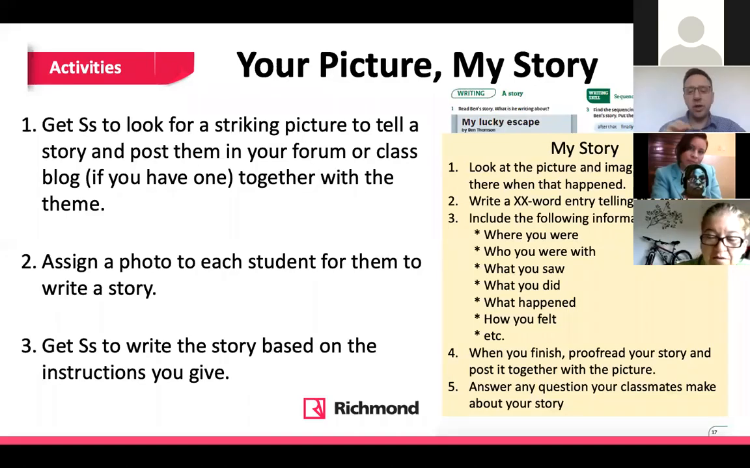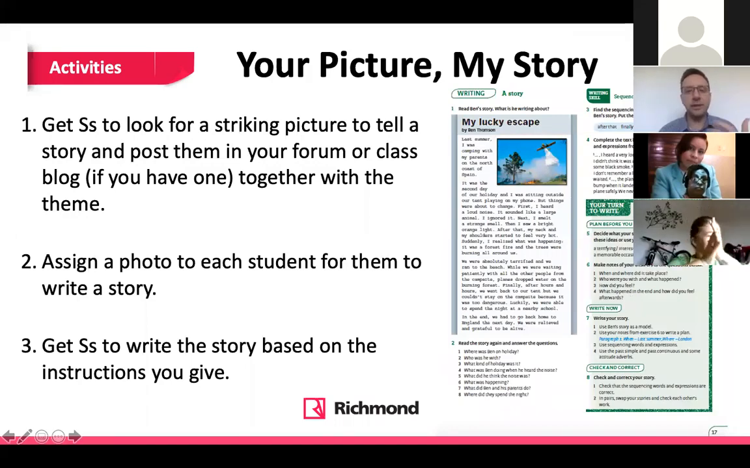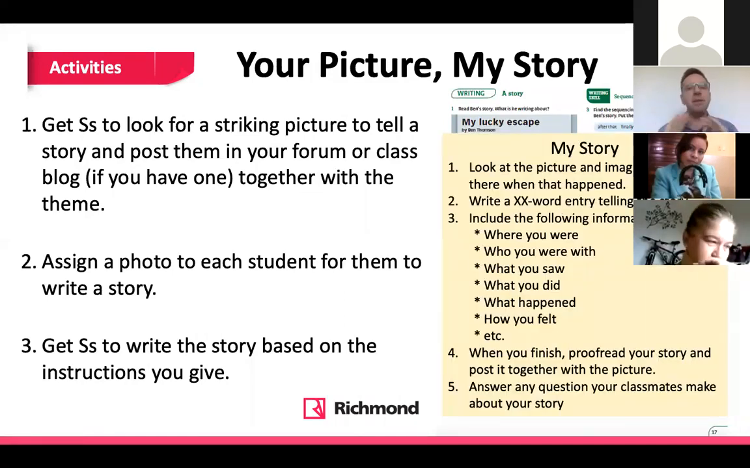Okay, when you finish, proofread the story, and for that you can ask them to work with the reading plan, if your book has one, with all the recommendations that your course book has. So proofread the story and post it together with the picture in the forum, okay? And it says there, answer any question your classmates make about the story, because you will need to get the students answering, making questions about the stories, like, wow, and what did you do then? And why didn't you run in this direction instead of that other direction? Okay, so make sure that students now start interacting with this text.